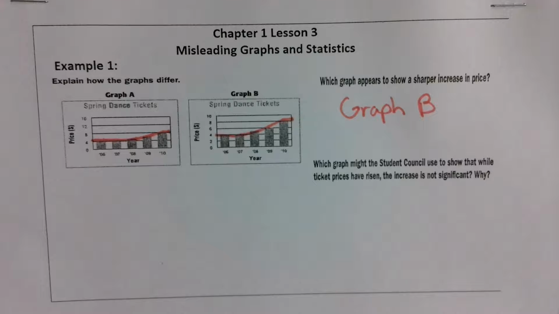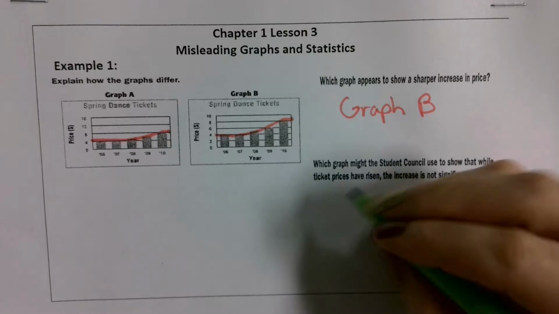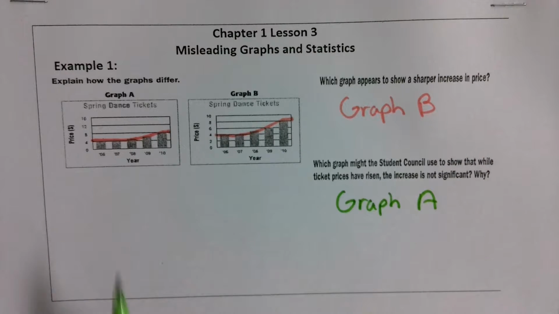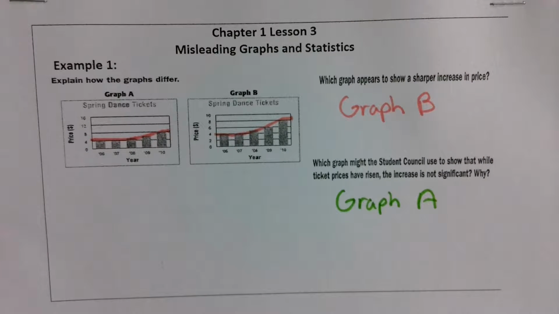Now, on the flip side, if you are a member of student council and you're trying to promote ticket sales for a dance, so let's say these are the prices for the spring dance that's coming up, and you want to tell people, hey, the price really hasn't changed that much. Which graph are you going to go with? Graph A, right? You want them to believe that there's really not that much of a change. However, both of these graphs are actually identical. They are exactly the same thing.